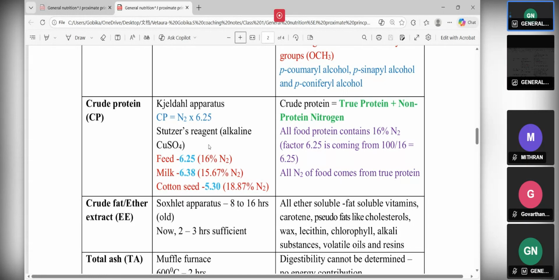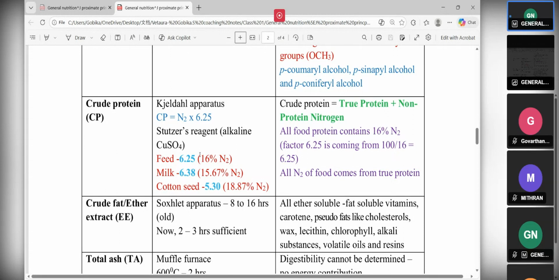Then in this analysis, they also use one more reagent, that is Stutzer reagent, which is alkaline copper sulfate. It was also previously asked. In match the following, they will ask Stutzer reagent, and in the other column, they will give options like copper sulfate or sodium sulfate. So it is a previously asked question. Stutzer reagent is nothing but alkaline copper sulfate, which is used in crude protein estimation. They may also give a statement that Stutzer reagent is used in crude fiber estimation.